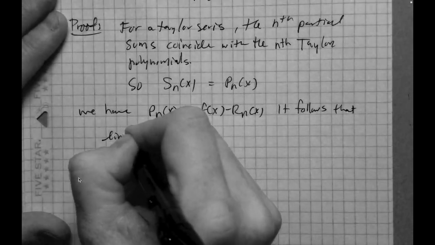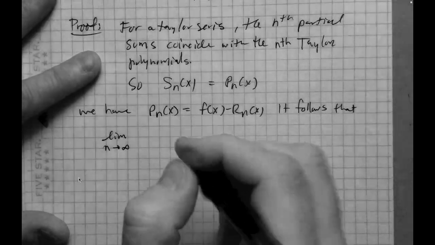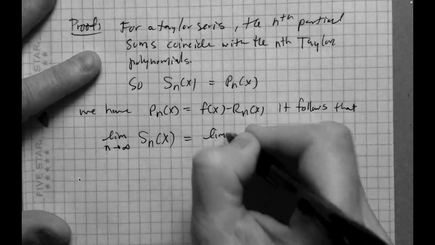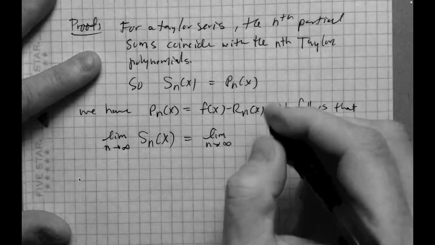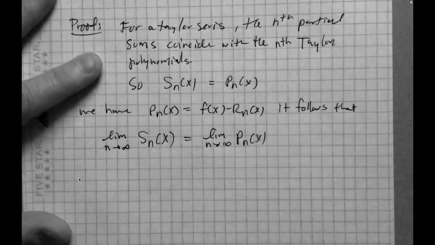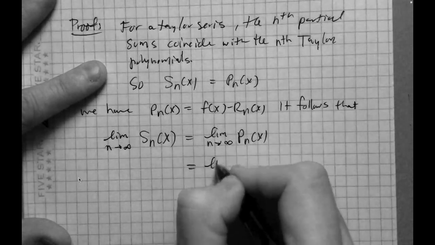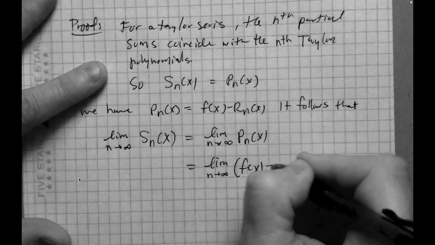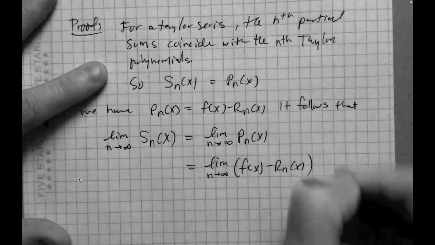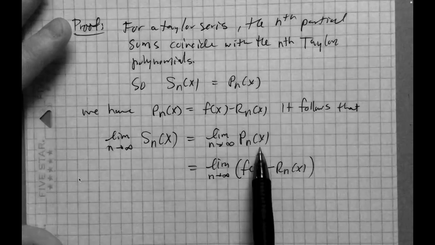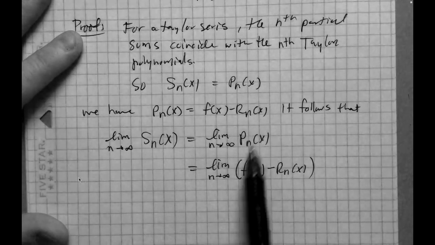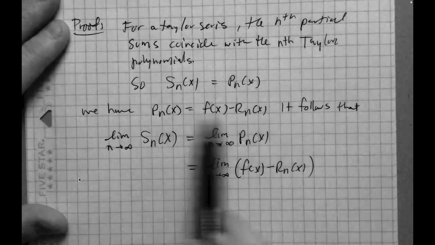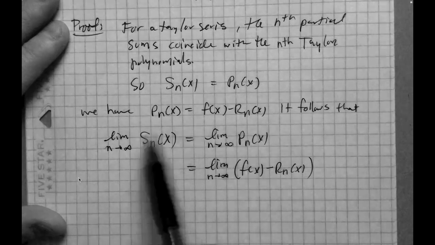So it follows pretty quickly that the limit as n goes to infinity of S sub n of x is going to be equal to the limit as n goes to infinity of P sub n of x. Okay, and what is that? Well, that's just the limit as n goes to infinity of f of x minus r sub n of x, right? Minus the remainder. So P sub n is just the function itself minus the remainder. Okay, that's just given right there.